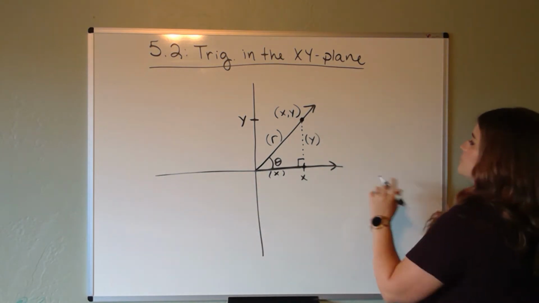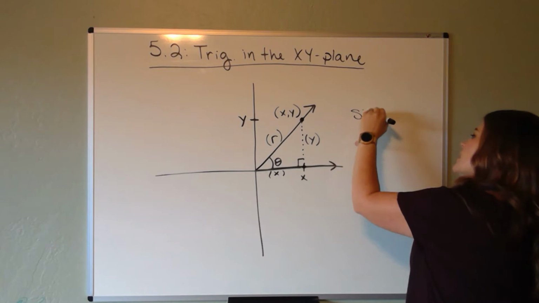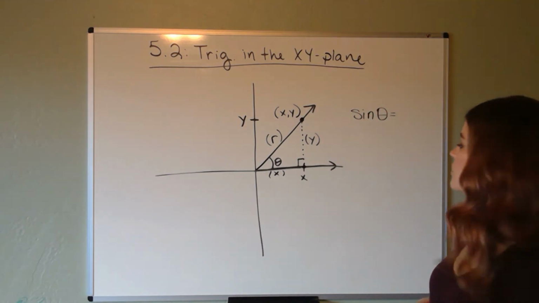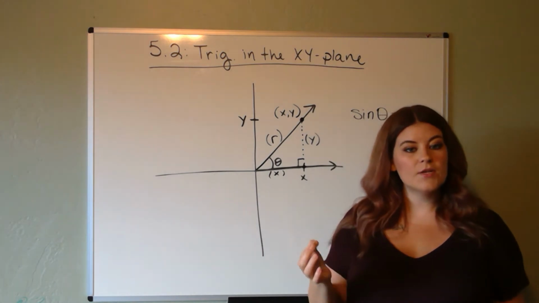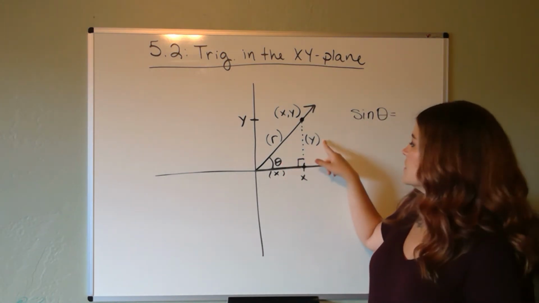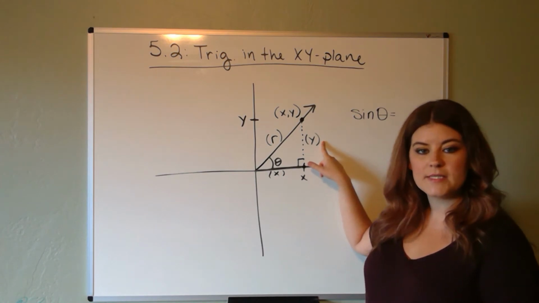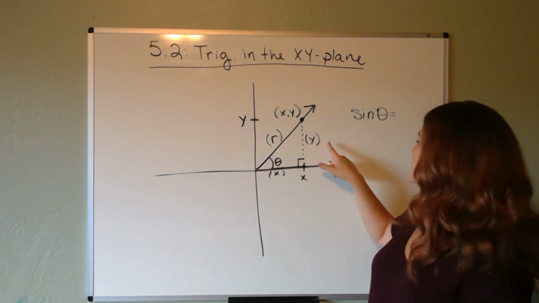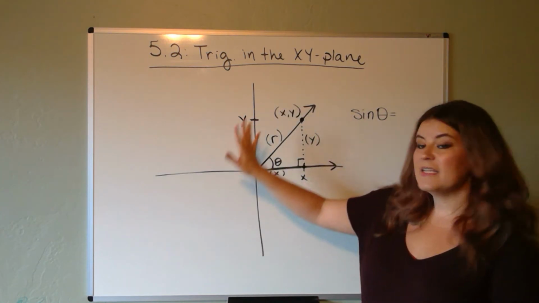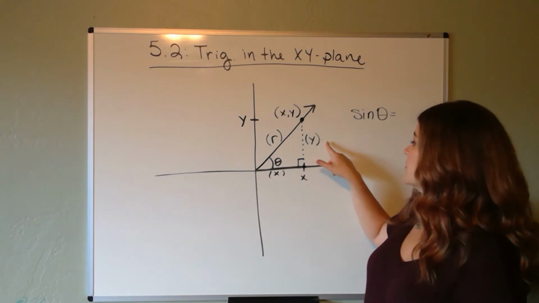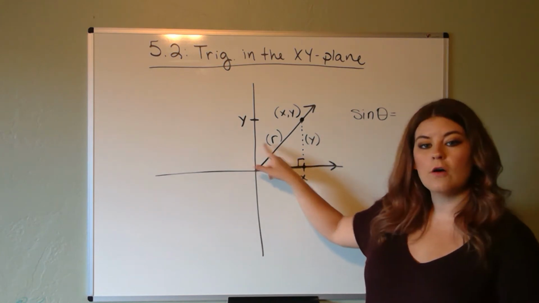All right, so let's start with the sine of theta. Remember, sine is opposite over hypotenuse. Our theta is this angle here. So it looks like y would be the opposite side of theta. And the hypotenuse I've called r. So the sine of theta for any angle in standard position in the plane is going to be y over r.